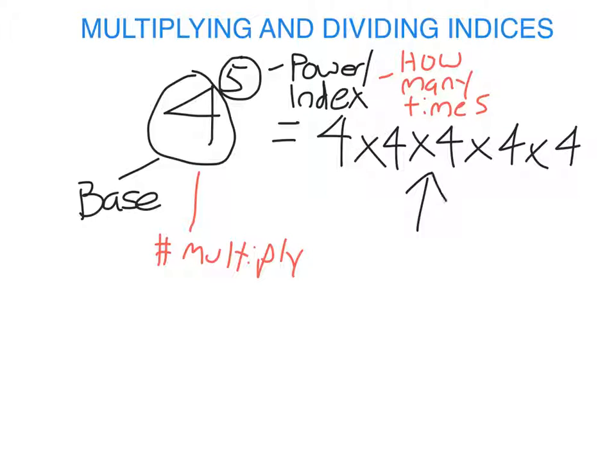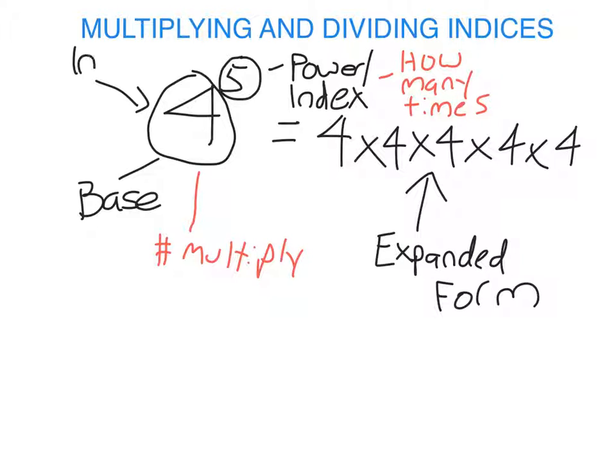So this form here where I write out all the 4s is called expanded form. And because the first one that I wrote had an index in it, it's called index form. Make sure you know that, because there will be times when you get questions that say, give your answer in index form. And that means you have to write it like this. Okay, so let's go ahead and look at 2 index laws, one involving multiplying and one involving dividing.